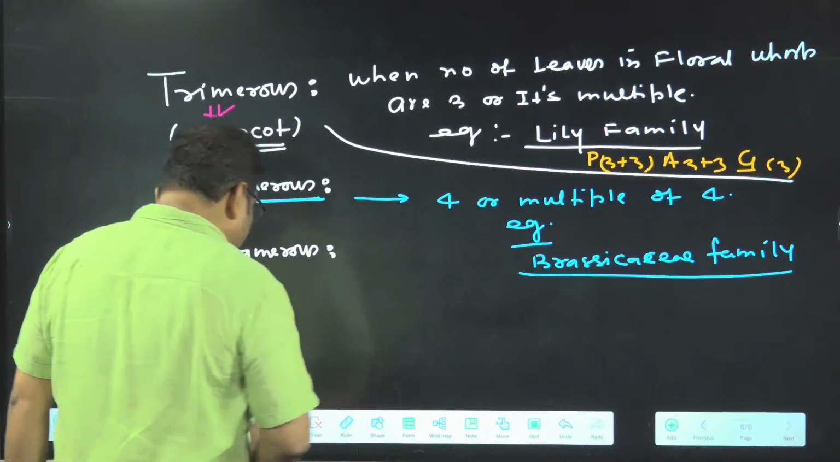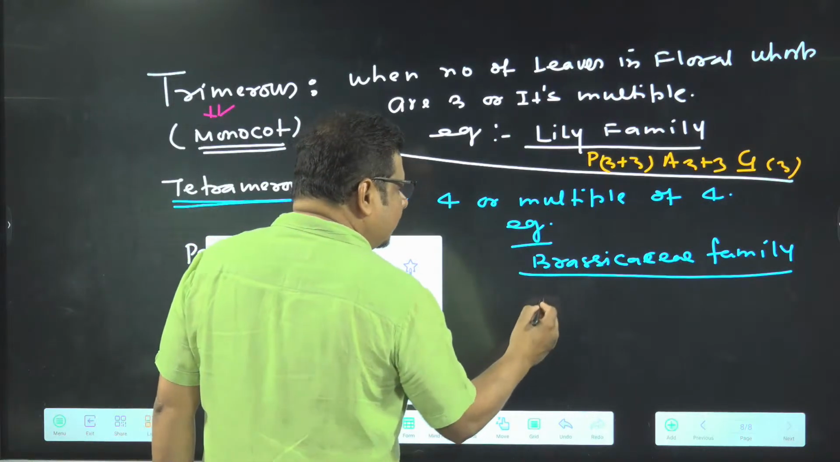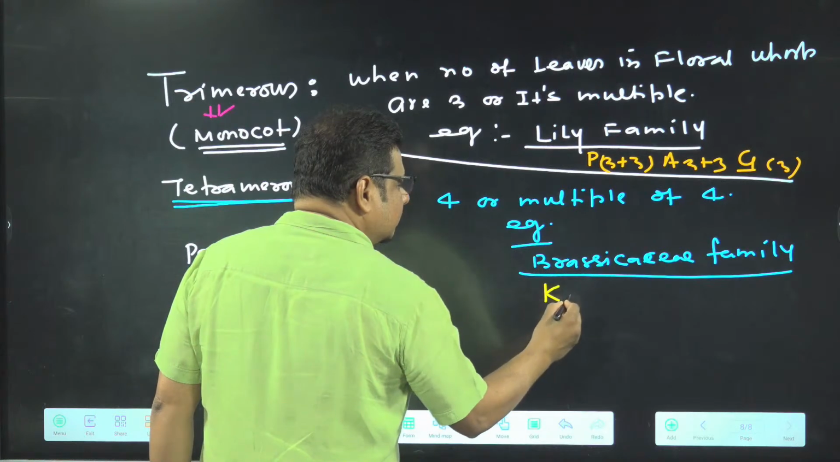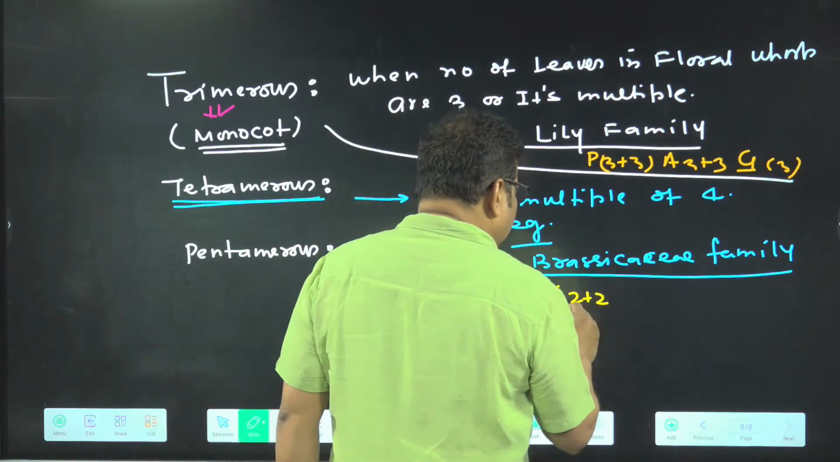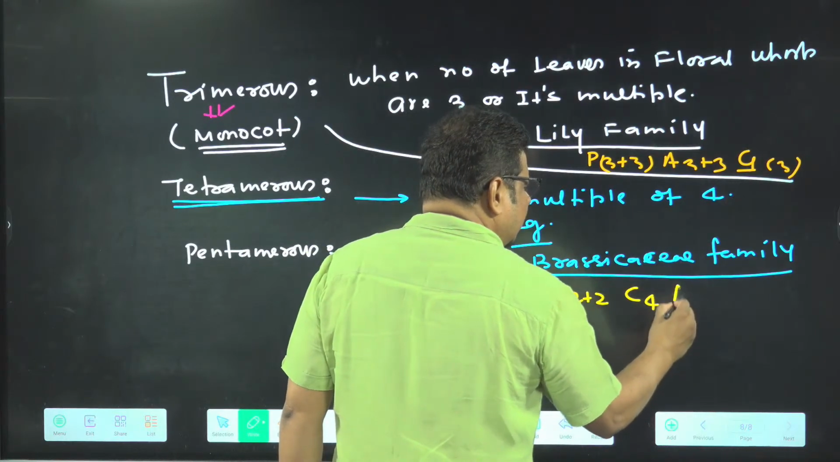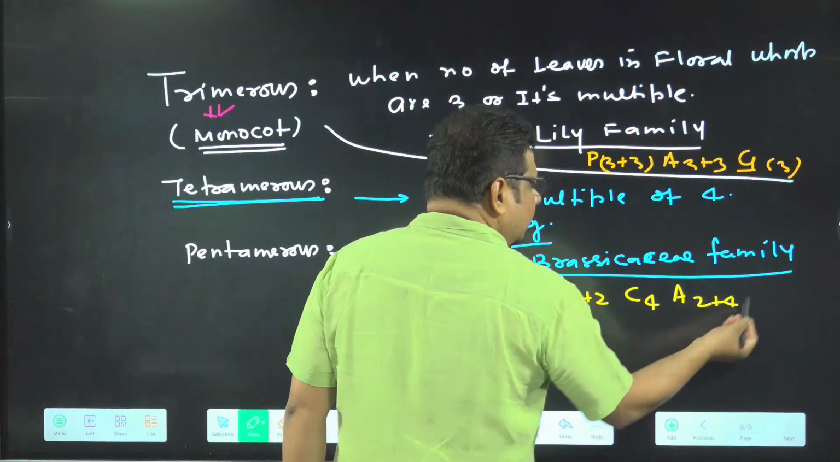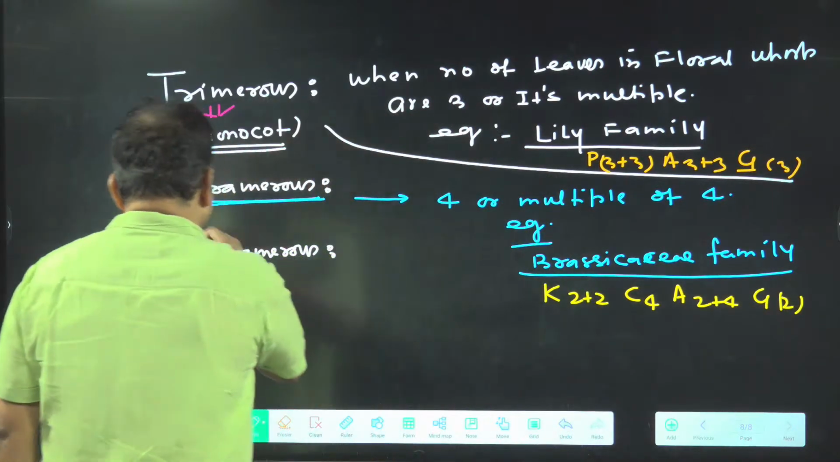Getting the things? Brassicaceae family, we are saying which one? Tetramerus. Look, I am just telling you a brief idea of Brassicaceae. What do you find in the Brassicaceae? Calyx, 2 plus 2. Getting the things or not? Corolla, what do you find in the corolla? 4. Stamen, how many do you find? 2 plus 4. And carpel, how many do you find? Gynoecium 2.